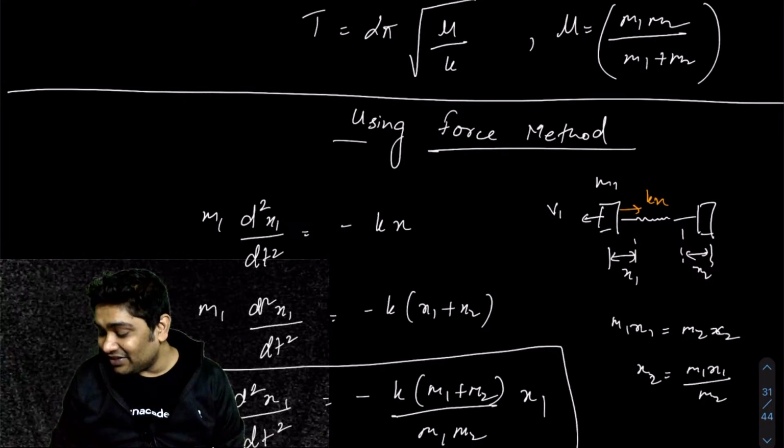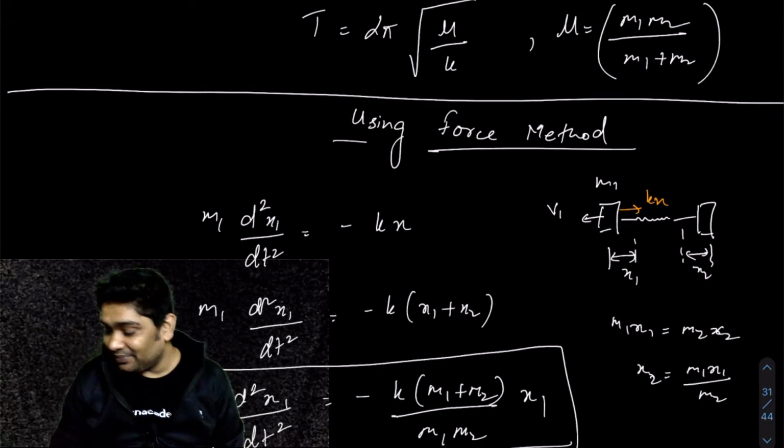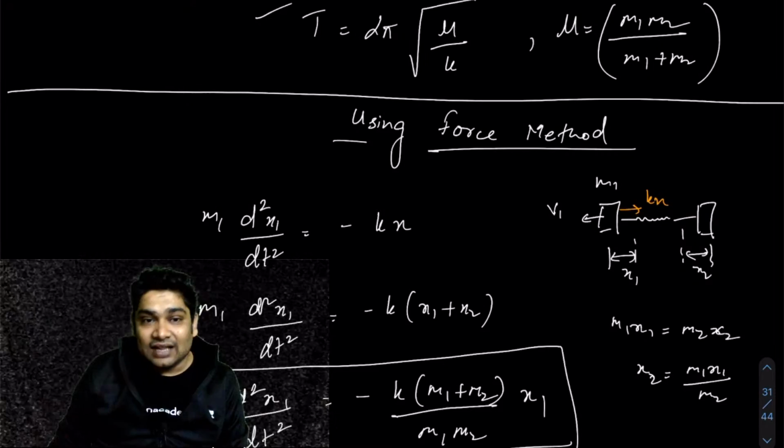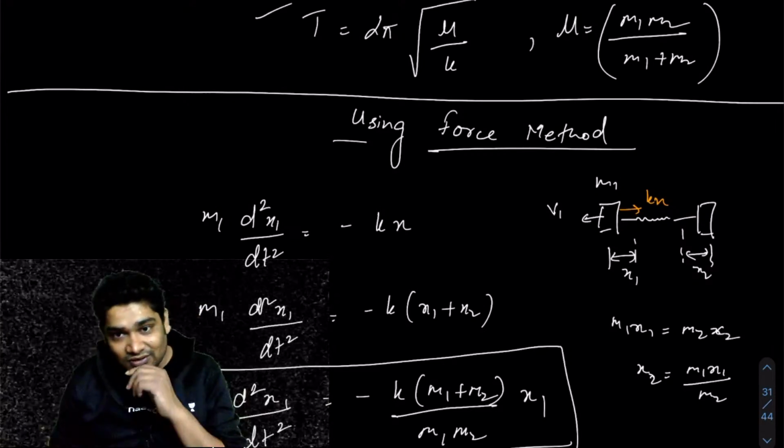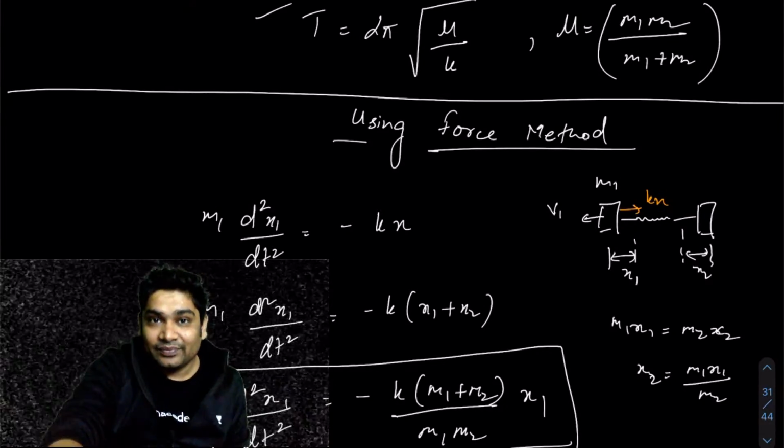So you get this differential equation. Of course, you have this time period. Okay, so that is how you would have analyzed a two block system.